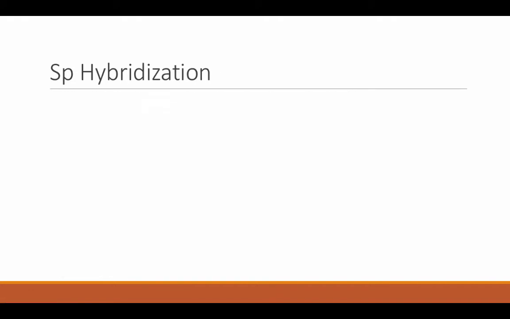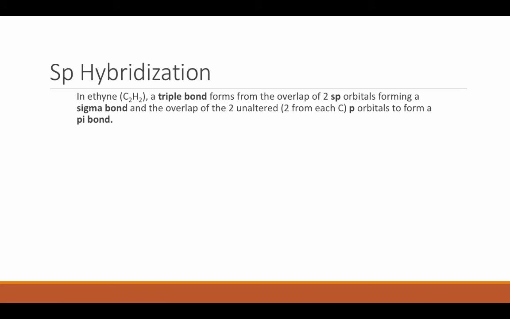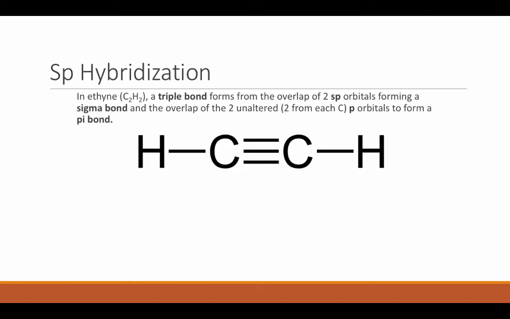Let's consider now a triple bond, which requires sp hybridization. Again, when a triple bond forms, we need one sigma and two pi bonds. The two pi bonds will form from the two unaltered p orbitals left behind when sp hybrid orbitals form. Consider the C2H2 molecule shown here. We know that the hybridization around each carbon must be sp since they're both linear geometries.